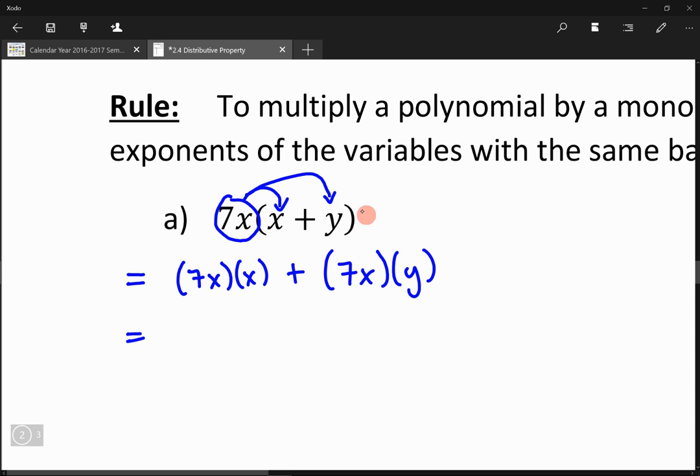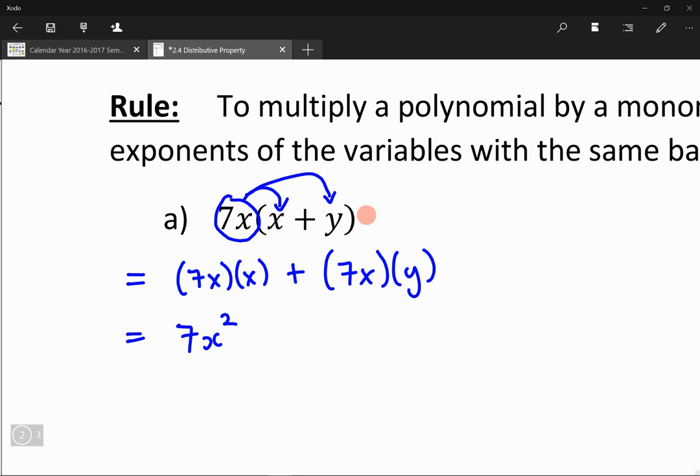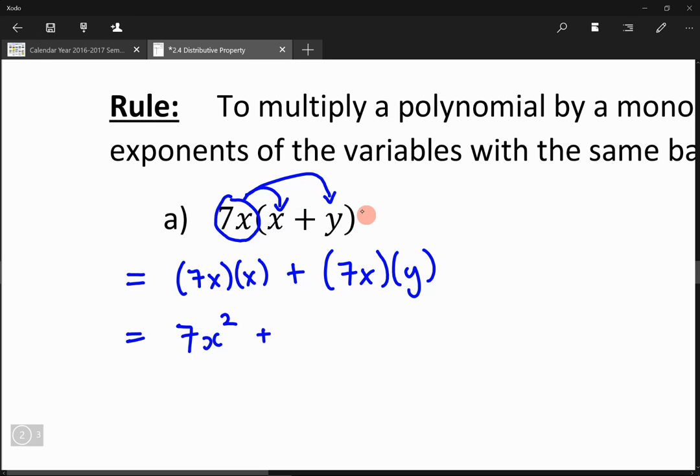Simplify. 7x times x is 7. Multiply the coefficients. There's an invisible 1 here, so 7 times 1 is 7. X times x, add their exponents. It's 2. 1 plus 1 is 2, so 7x squared. Here in the next term, I have 7xy, and so there are no other variables to multiply here, so I'll leave it as 7xy.